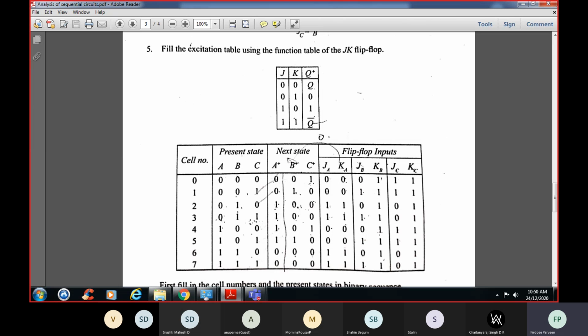Again if it is 0 1, that means it is 0. Wherever 0 1 is there, you put 0. And wherever 1 1 is there, you have to see the previous state. If it is 0, then it will be 1, like that.